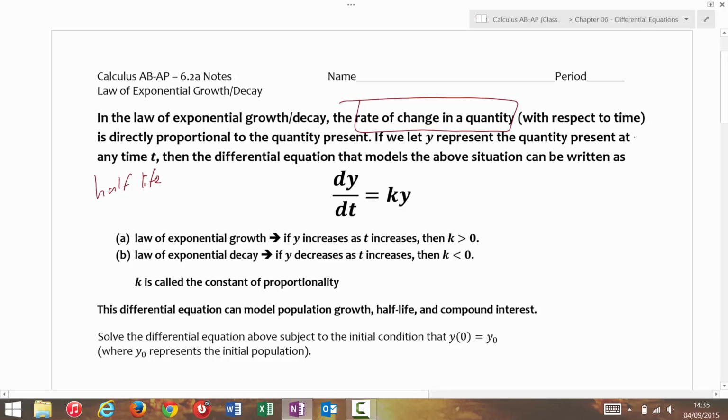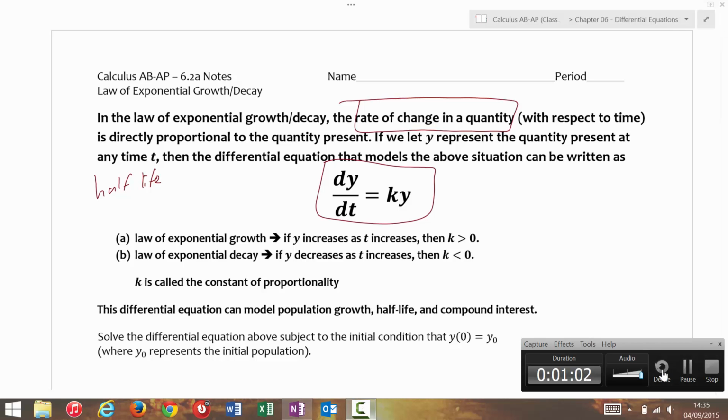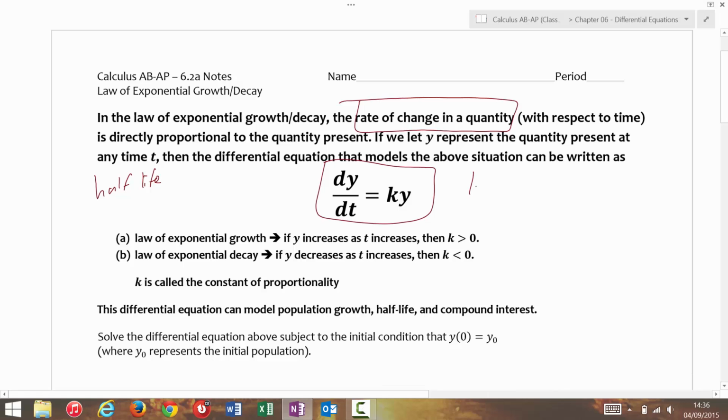If you let y represent how much is present at any time t, then the differential equation is written as this. This is something you should have memorized. The rate of change depends on how much is present. So k is referred to as the constant of proportionality. And if k is positive, then the amount that you have is increasing. Basically, step A here says that this is the law of exponential growth.